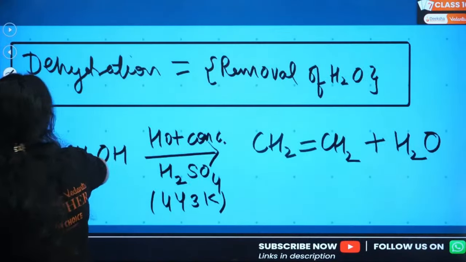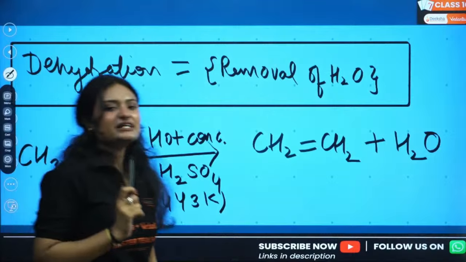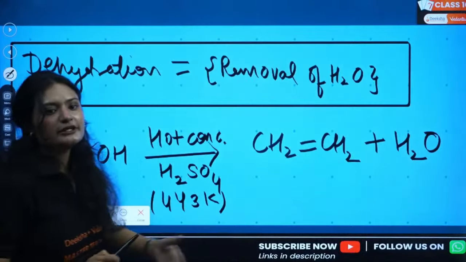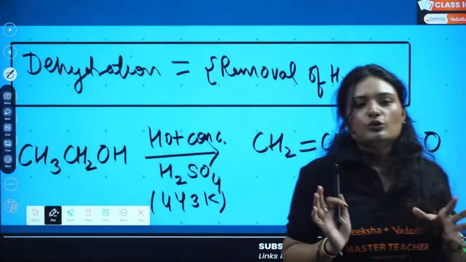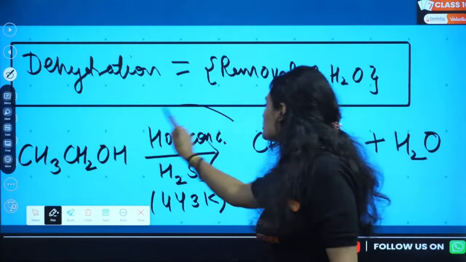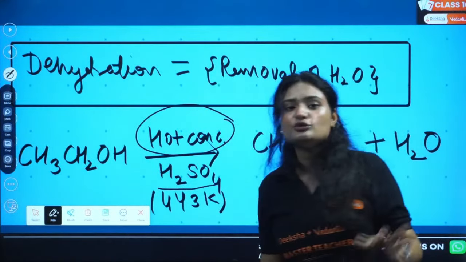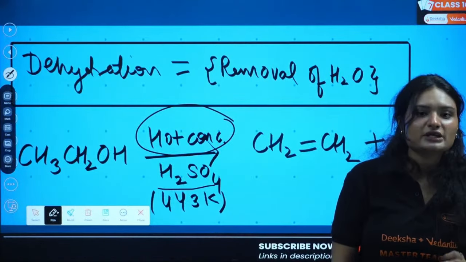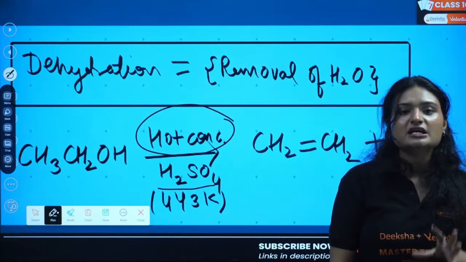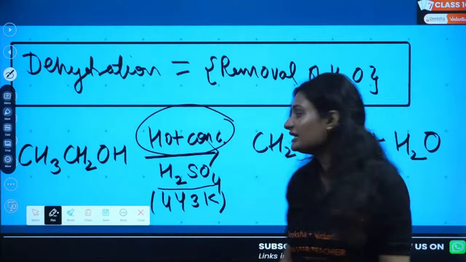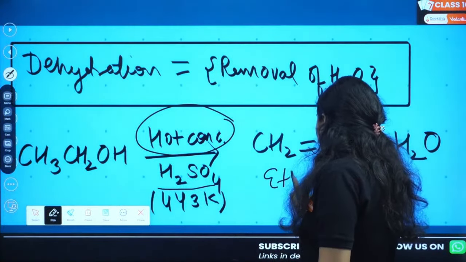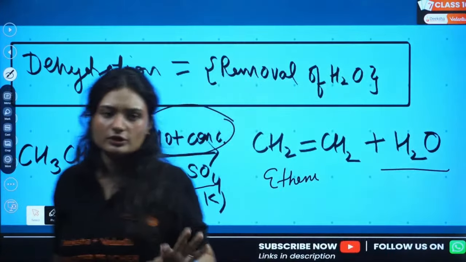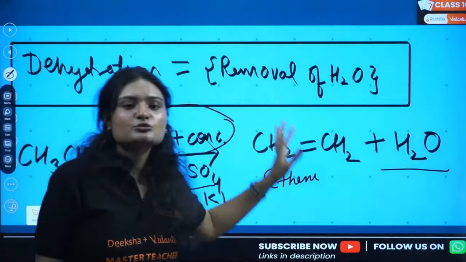Next is dehydration. Dehydration means removal of a water molecule. So if we take ethanol and remove one water molecule from it, that is a dehydration reaction. The reaction happens in the presence of hot concentrated sulfuric acid. When you heat ethanol at around 443 Kelvin in presence of concentrated sulfuric acid, we get an alkene. We get ethene actually, plus a water molecule is released.